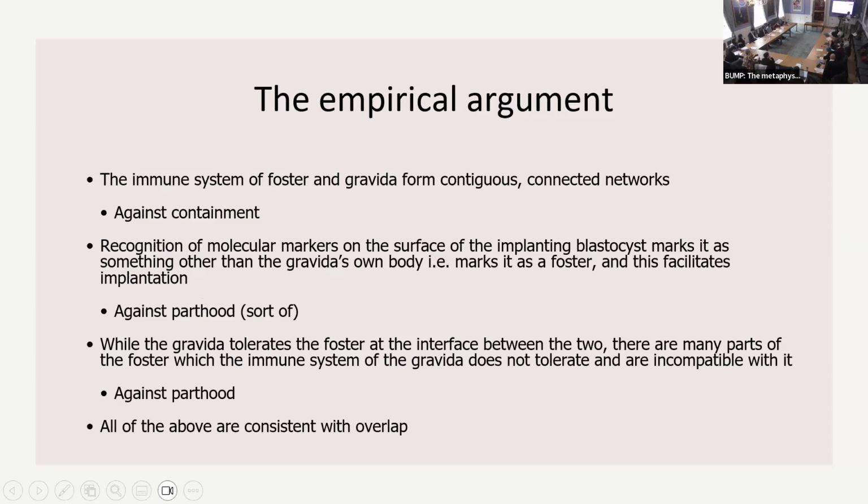And while these features are against containment and against parthood, all of them are consistent with overlap. So my argument is that there is only one option available insofar as the immune system is our guide on these matters, and that is overlap. There's no other consistent mereology. There's no other mereological view which is consistent with immunology.